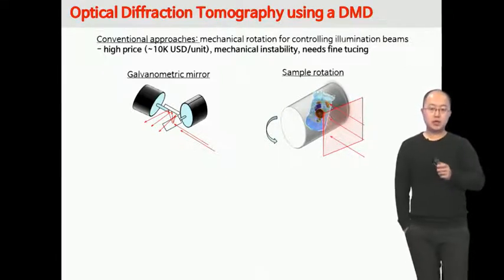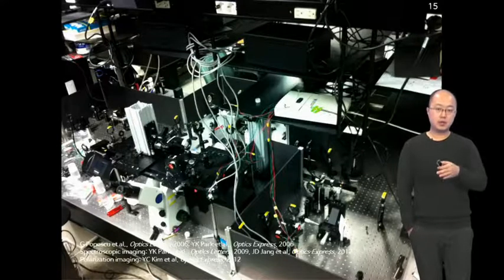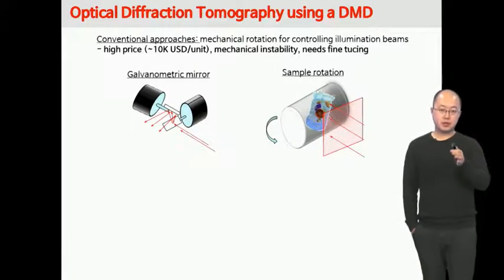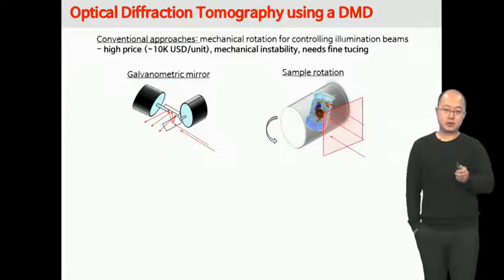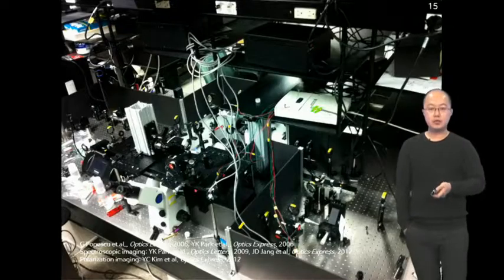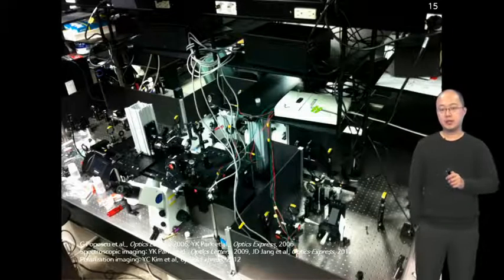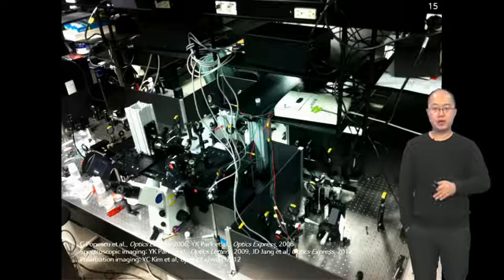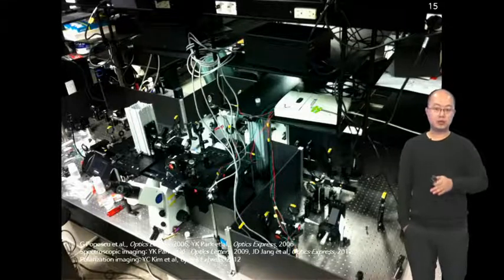So in order to solve these problems with the mechanical rotation stage, the galvanometric mirrors or sample rotation schemes, this is one example of a setup that we have developed in our lab. And as you can see, the setup is relatively complex, and the alignment is very complicated.